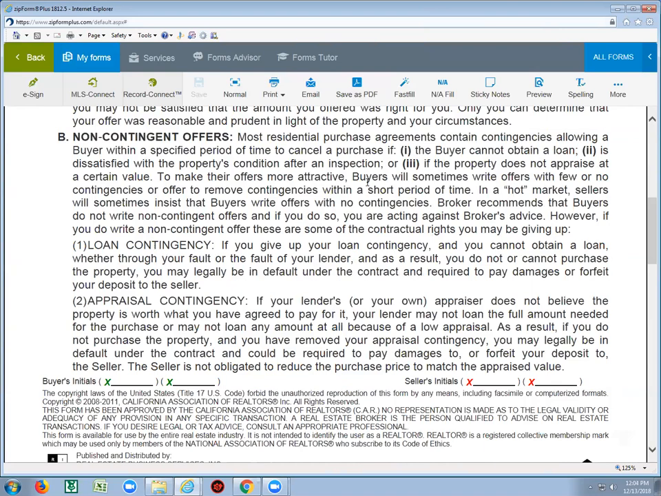So you have to pay cash for it. Or sometimes, if it's uninhabitable, we may have the buyer do the repair first before the lender funds the loan.